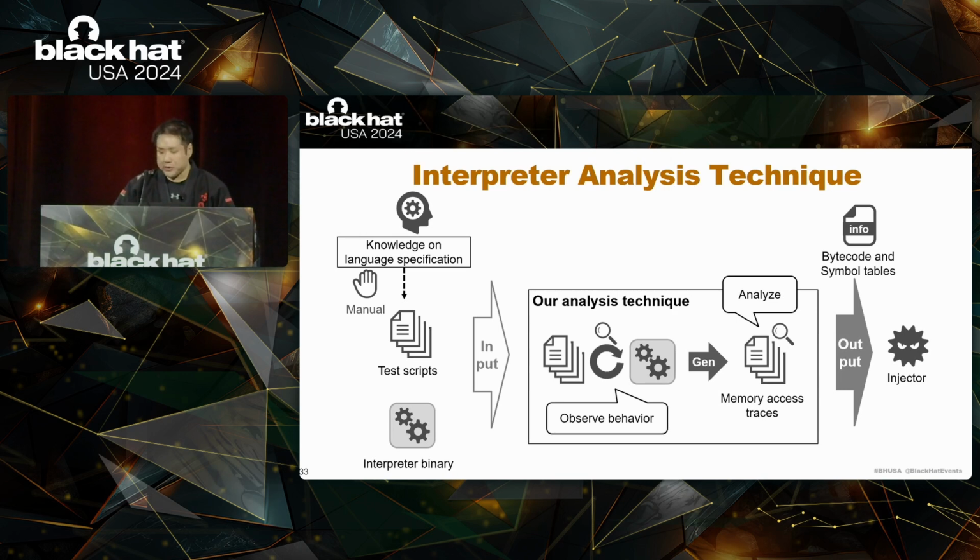Okay, thank you, Yuto. So to reveal the structural information of bytecode and symbol tables, we first manually write specially crafted scripts called test scripts and input them with an interpreter binary to our analysis technique. The technique is based on dynamic analysis, which first observes the behavior of the interpreter binary and generates memory access logs. It then analyzes the logs to extract the structural information. After that, we can extract the bytecode and symbol tables and embed them into an injector.